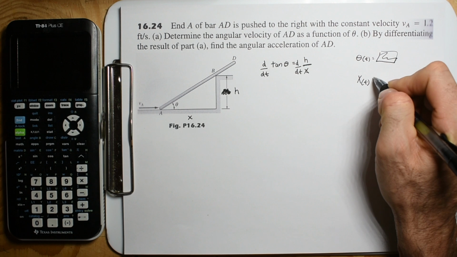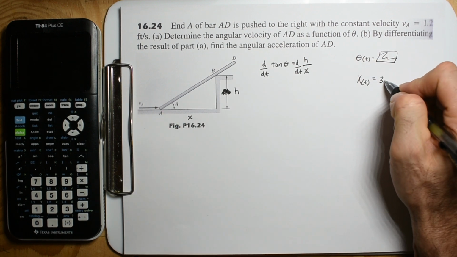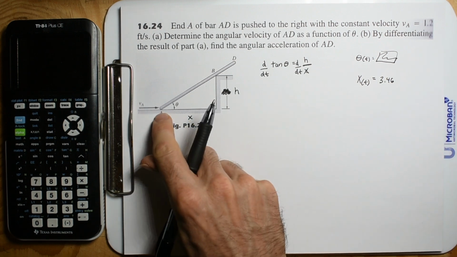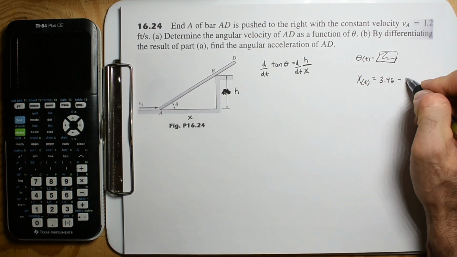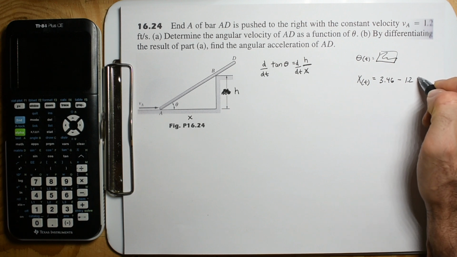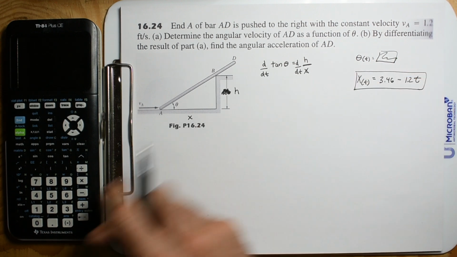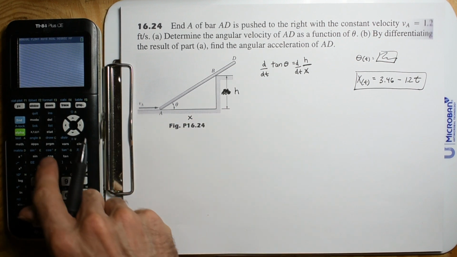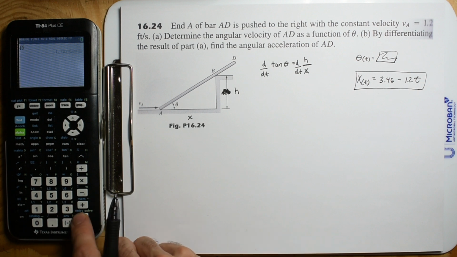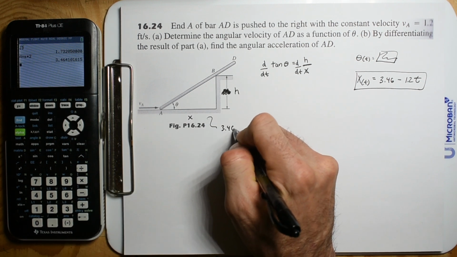If we have x as a function of time, our position is going to be like 3.46, but it's going to be minus that velocity, that 1.2, times time. Sometimes this can be spelled out, because how did we initially start? With the square root of 3 times 2. So we initially started out with this distance of 3.46.